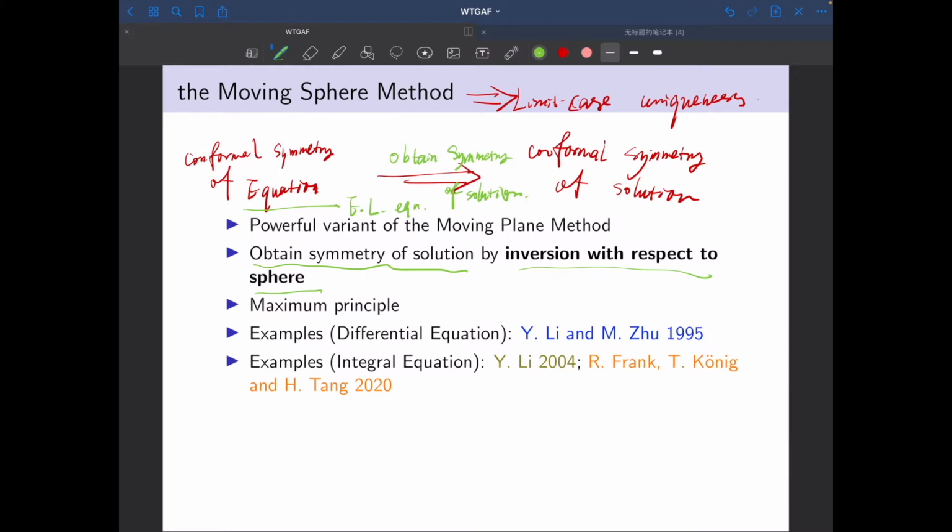The moving sphere method started with the work of Yan Li and Meijun Zhu in 1995. They originally were trying to solve an equation related to the Yamabe problem with boundary. Later, people also realized that you can use the moving sphere method to solve integral equations.